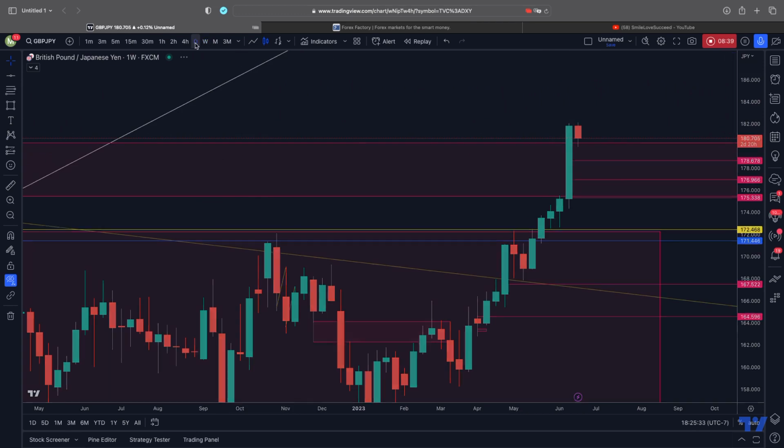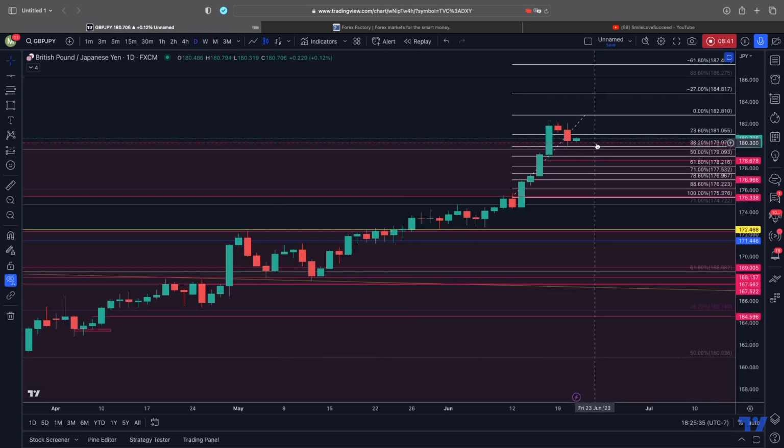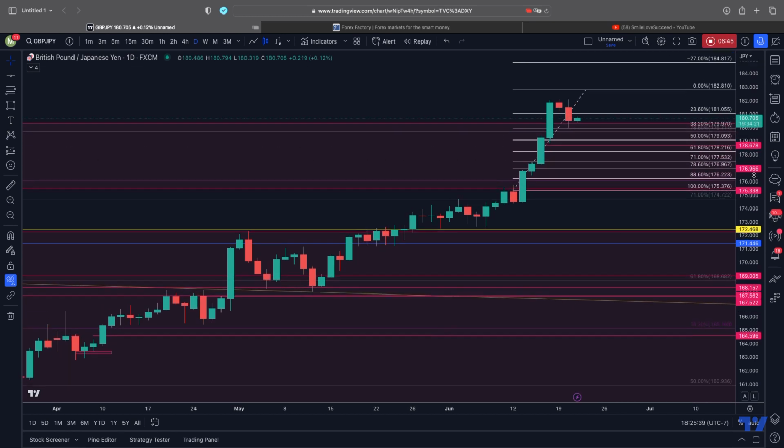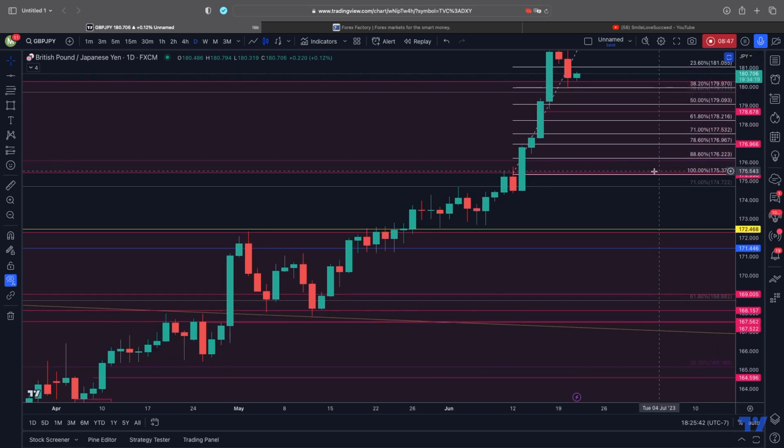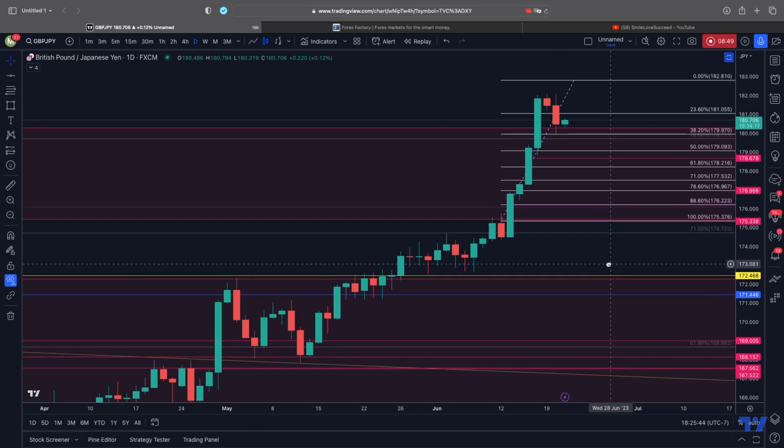So if we're on the weekly, if we just jump down to the daily, I'm seeing some strong support here. Was I saying the 23? I'm looking at the daily at the 38. I was saying the 23. My fault. At the 38.